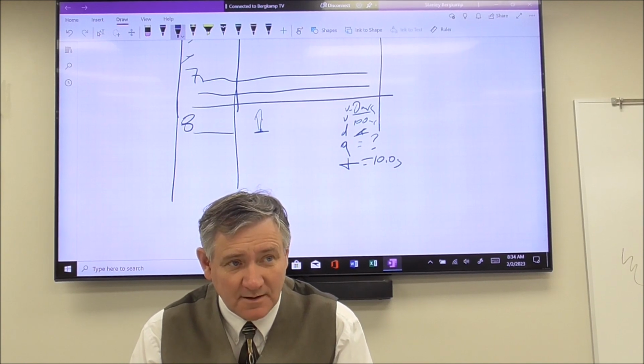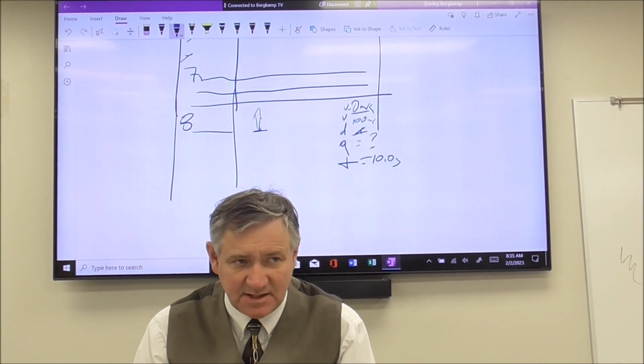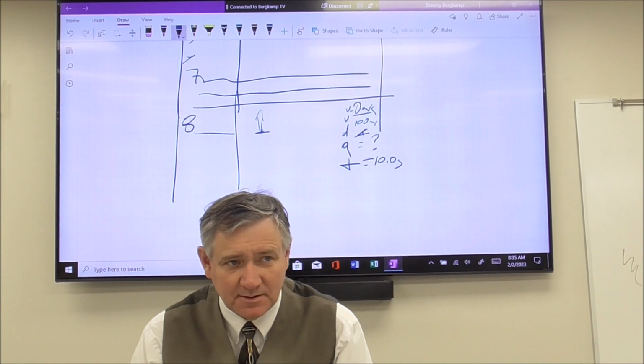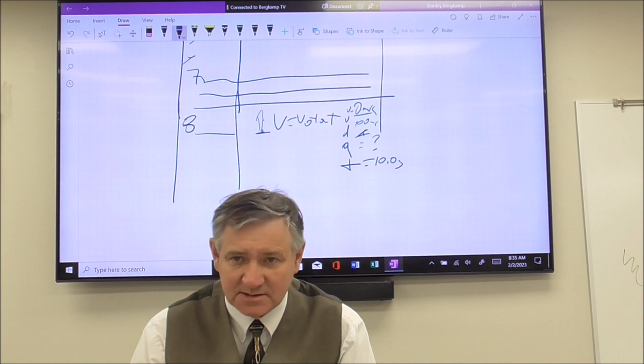Find the acceleration, knowing initial velocity, final velocity, and time. What would you recommend? V equals V naught plus a t. Fantastic.